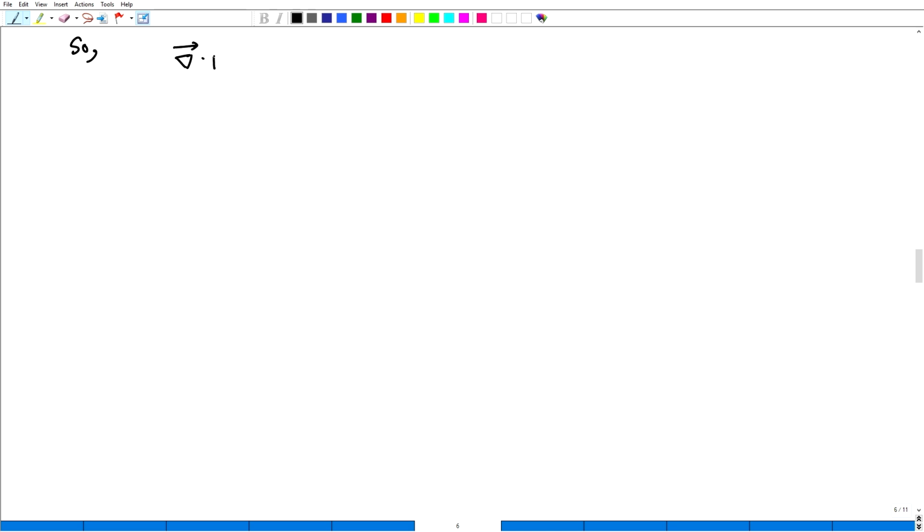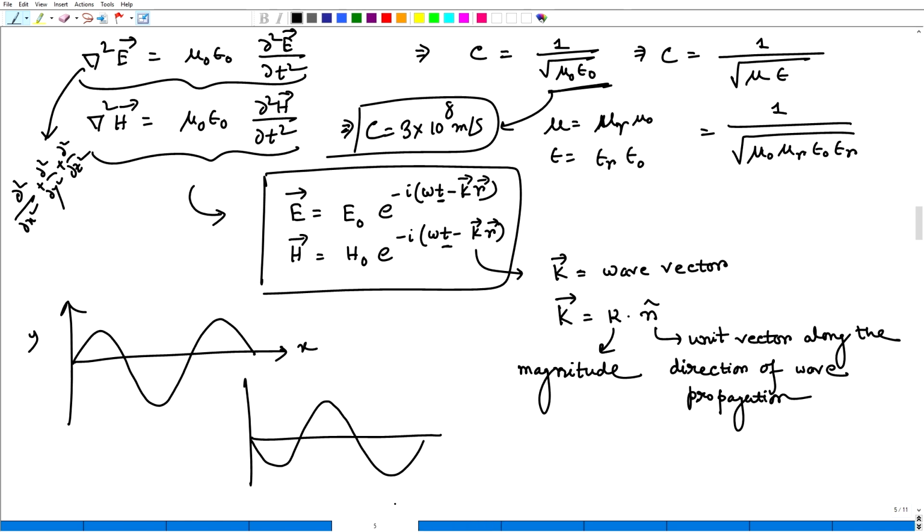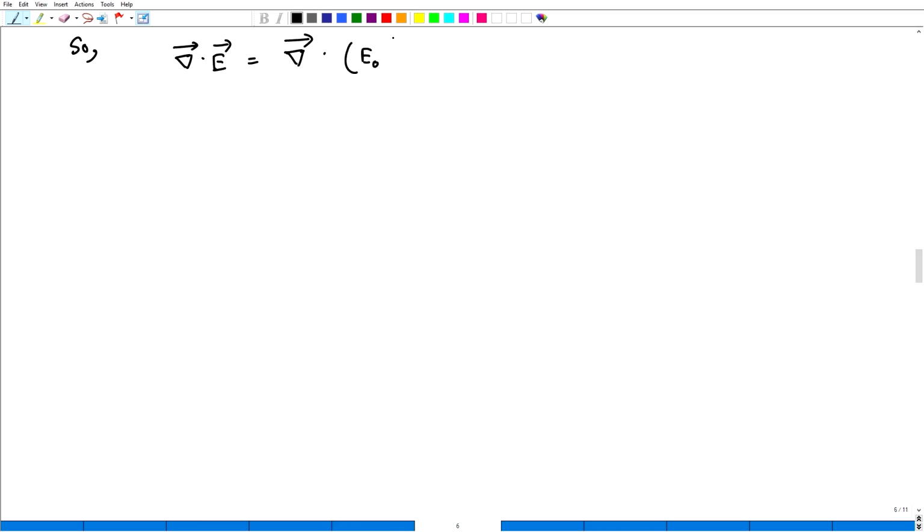Let this be 0, we know from Maxwell's equation. Now, forget about 0, if we put our obtained value of electric field, which is E0, and H0, these are the amplitudes. Here it's not symmetric, but in case of wave it is always symmetric. So, E0 and e to the power minus i omega t minus kr.